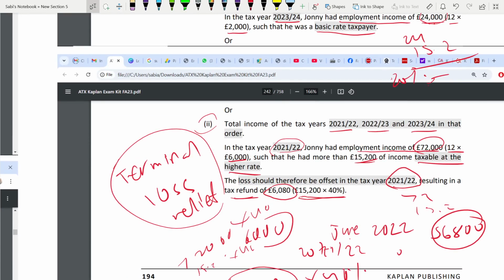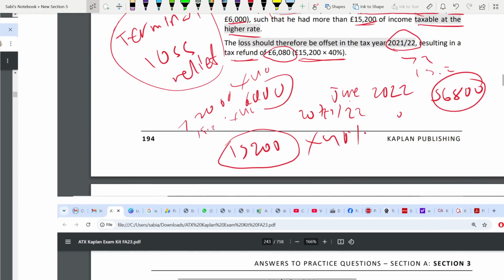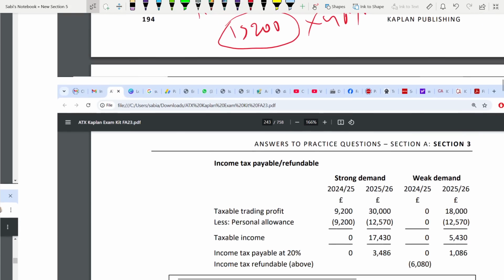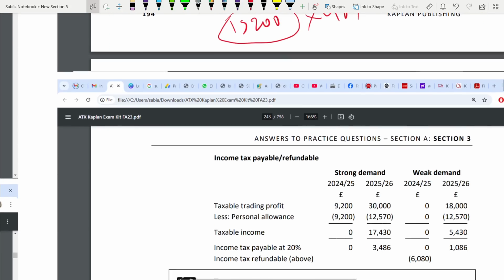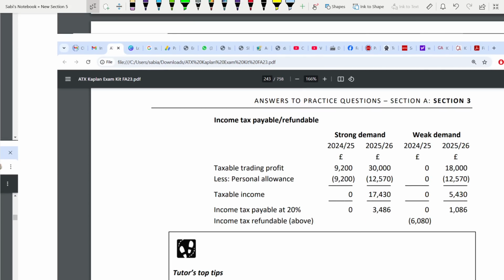This is most beneficial. It's going to give a tax refund. This is most tax efficient. So now we'll go by this assumption, 6,080. Now remember, they have given you a question mark to fill in the blank. Now you can do it. What do you have to do?